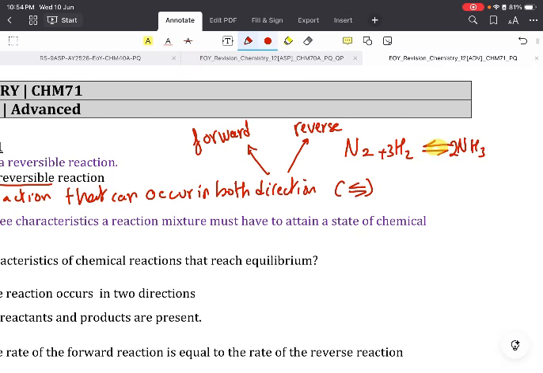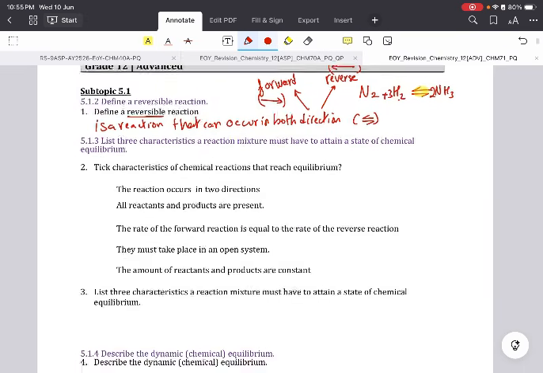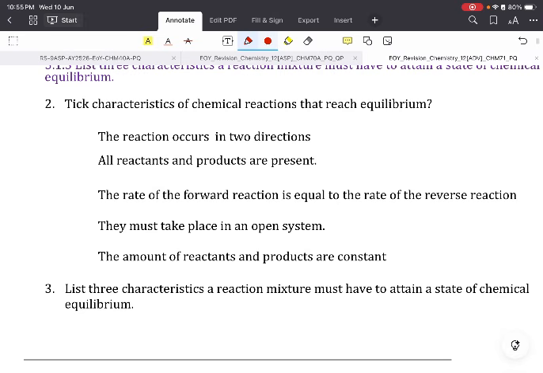Now, when I say forward reaction, forward means in this direction. It's N2 plus 3H2 giving 2NH3. And when I say reverse direction, I mean by this the backward direction, 2NH3 giving 3H2 and N2.